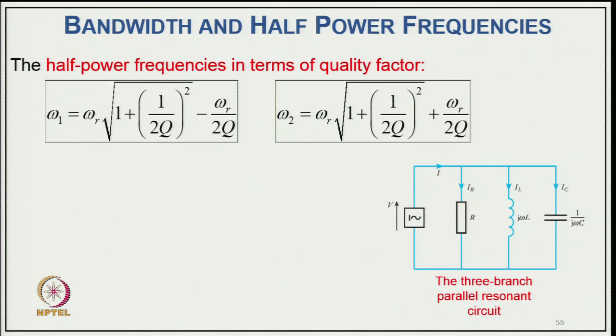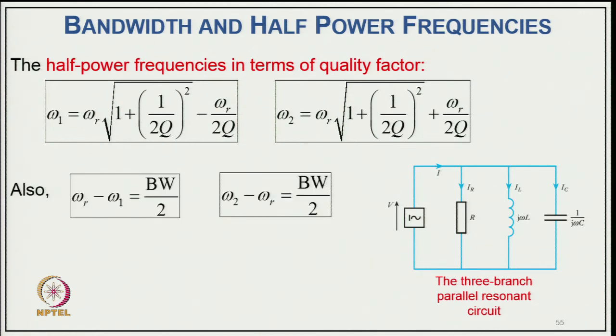And we can express the half power frequencies in terms of the quality factor. So, omega 1 equal to omega R under root 1 plus (1 upon 2 Q) square minus omega R upon 2 Q, and omega 2 equal to omega R under root 1 plus (1 upon 2 Q) square plus omega R divided by 2 Q.